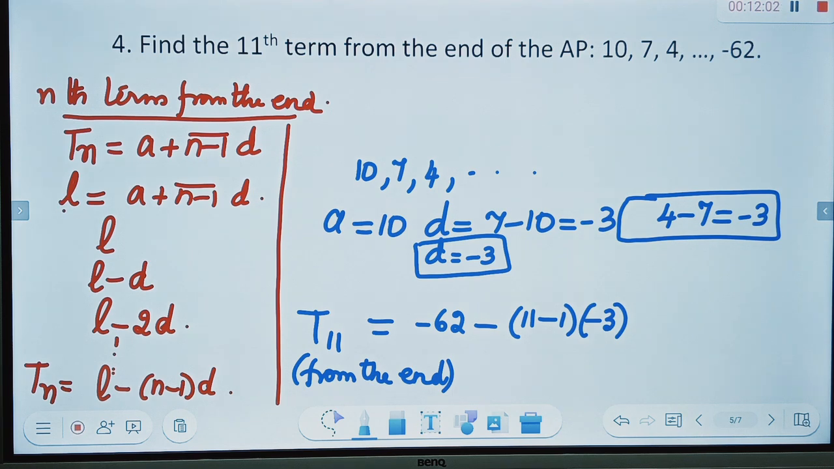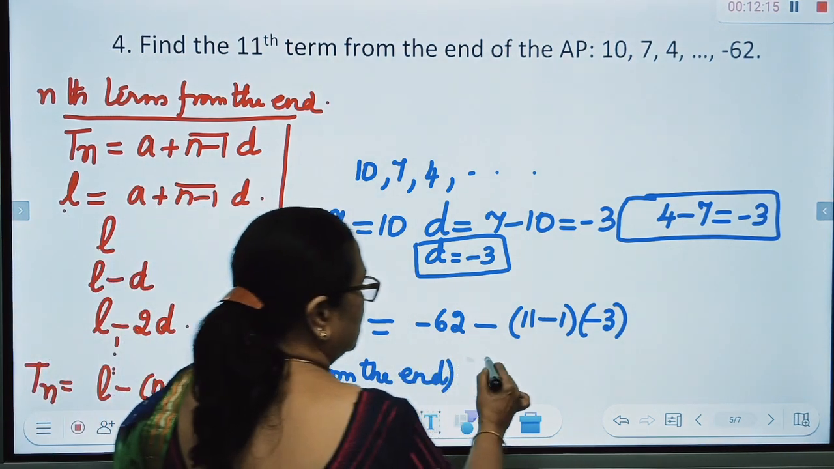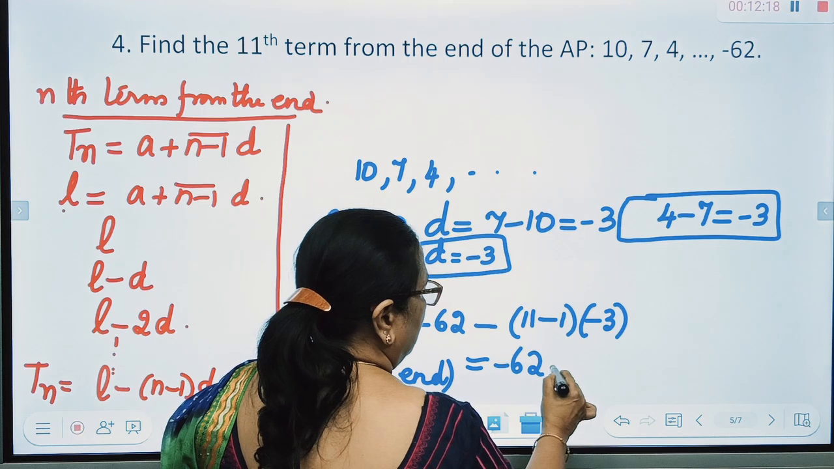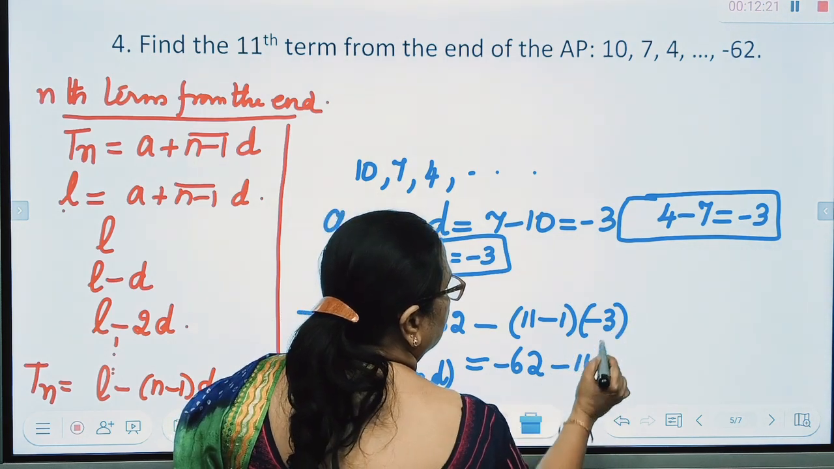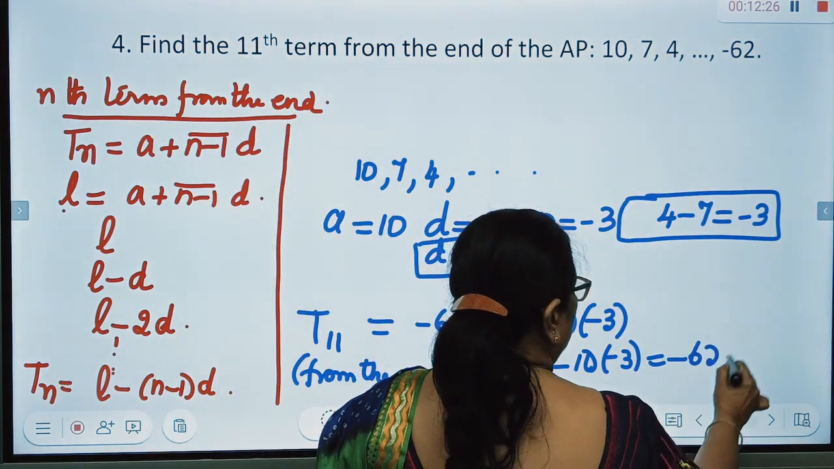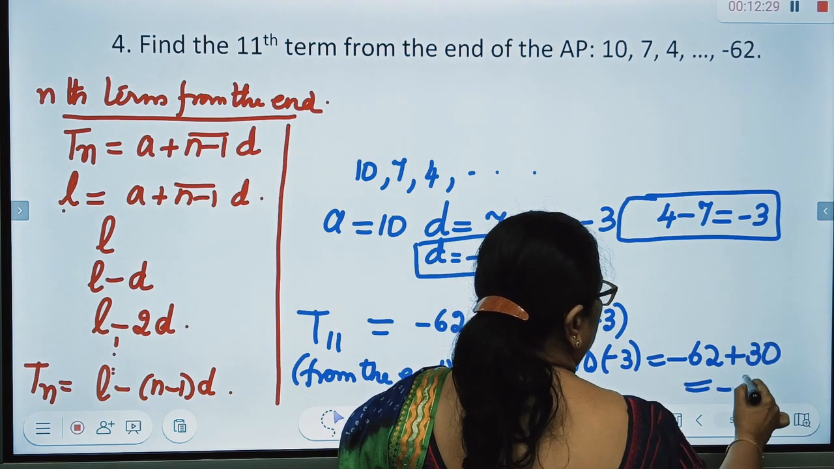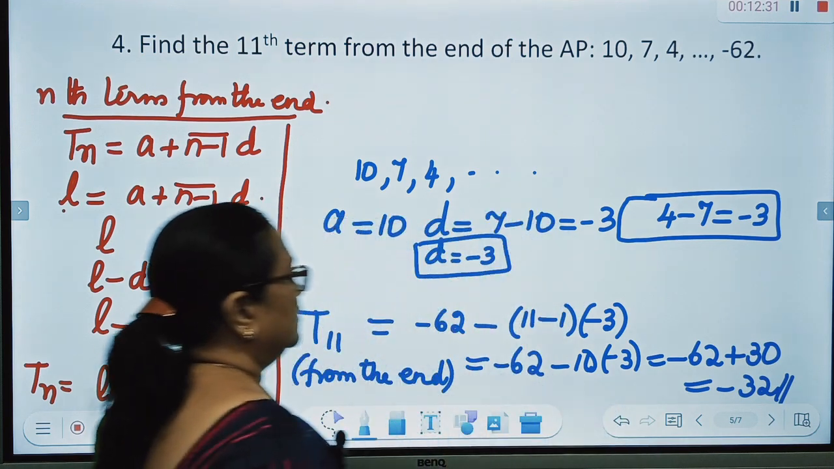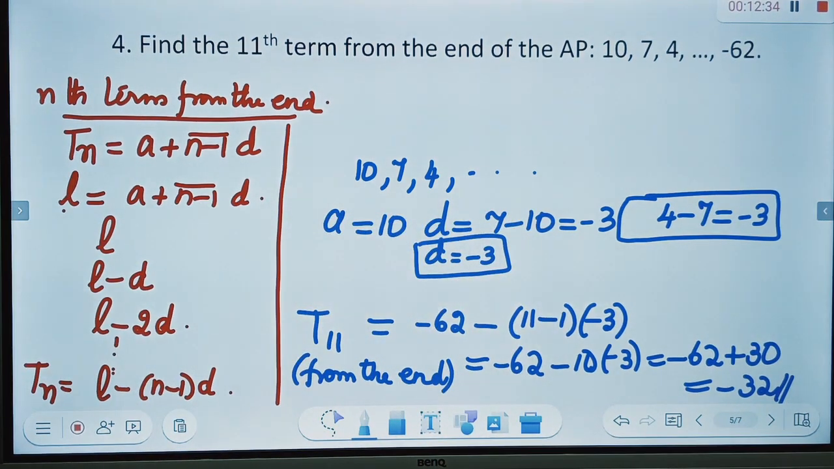We want the 11th term from the end. So for that, what should I know? The last term. What is the last term? Minus 62. Minus, now 11 minus 1 is 10, into D. D is minus 3. So this is minus 62 minus 10 into minus 3, which is minus 62 plus 30, which is minus 32. So the 11th term from the end would be minus 32.